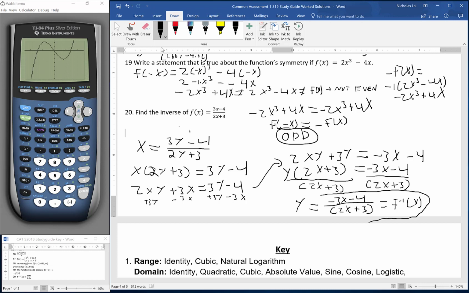That is the inverse. Okay, that is a full solution. Okay, wow, this is an hour and a half.